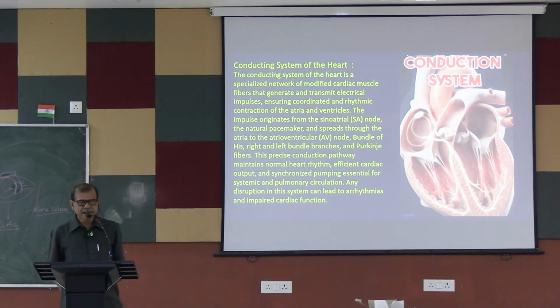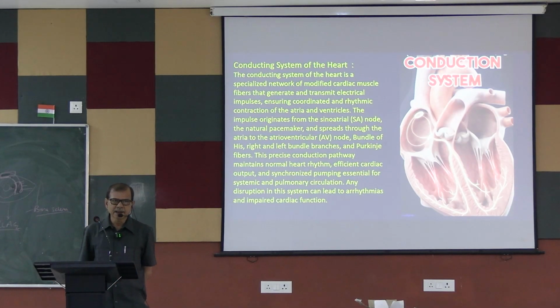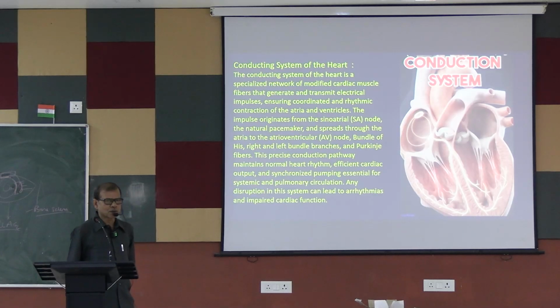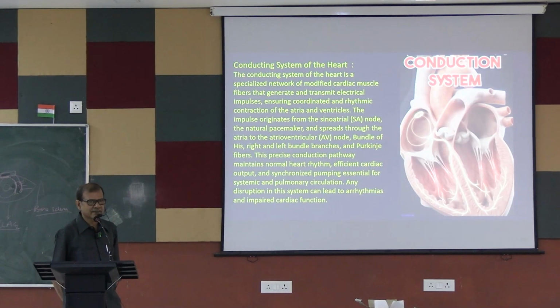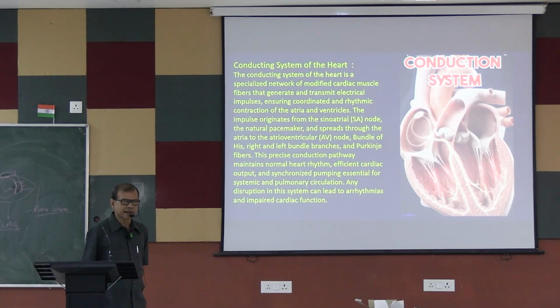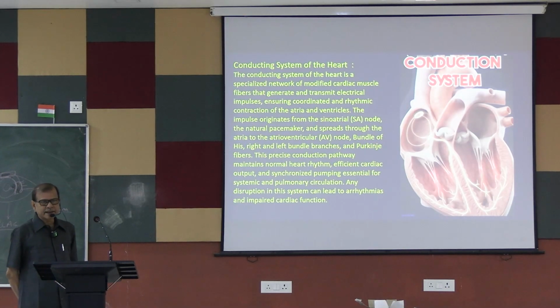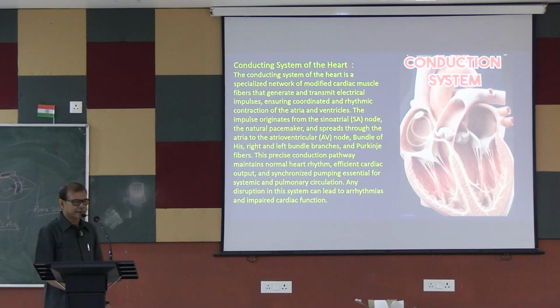The first component is SA node, second intra-atrial and interatrial pathways, then AV node, then His bundle, then bundle branch, then anterior superior and posterior inferior of the left bundle, then the Purkinje network that is embedded in the endocardial surfaces of the heart. So any disruption in this pathway may lead to cardiac arrhythmias or dysrhythmia.